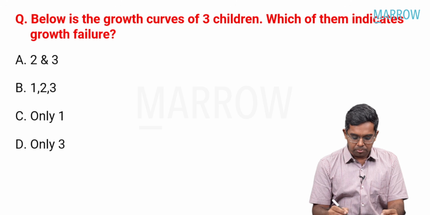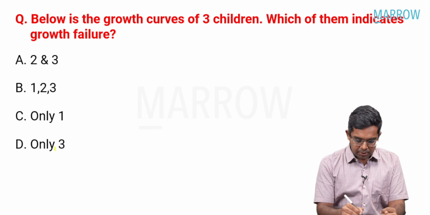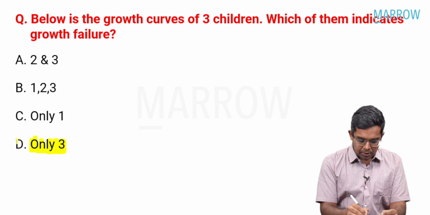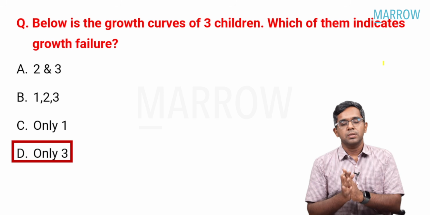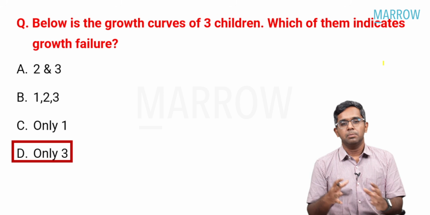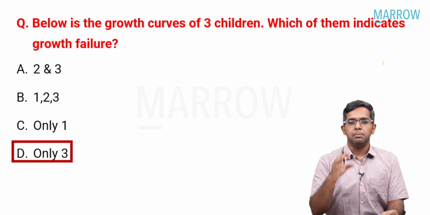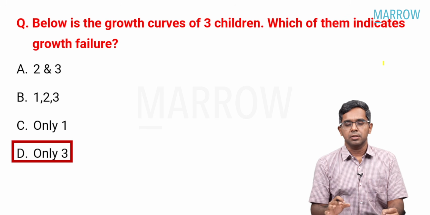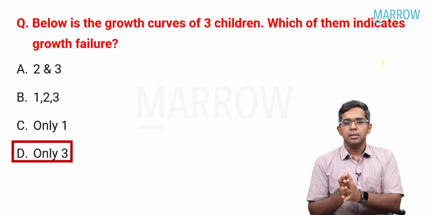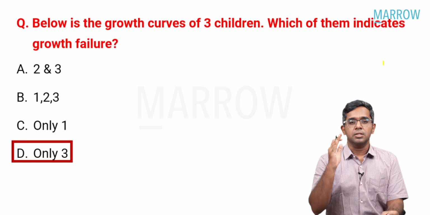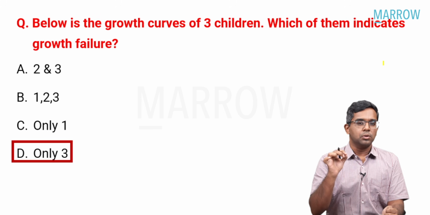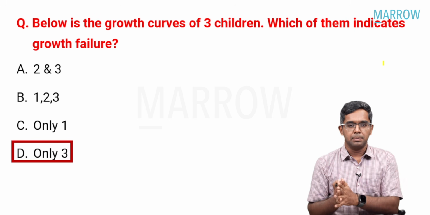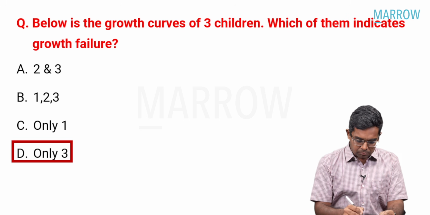So going back to the options, you can see that option D has only 3 and that would be the answer for this particular question. This was a question basically testing you on the application of the WHO growth chart in growth monitoring in children. Growth failure or faltering refers to a value which is below minus 2 standard deviation. In that, curve number 3 only was fitting and hence it is the answer for that particular question. Moving on to the next question.